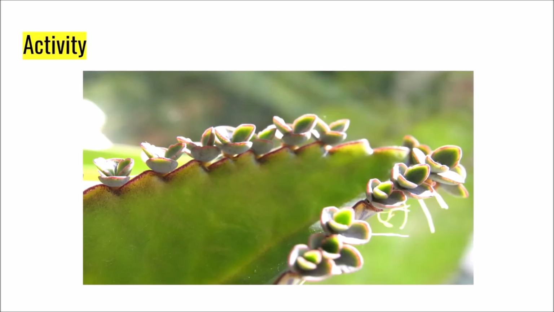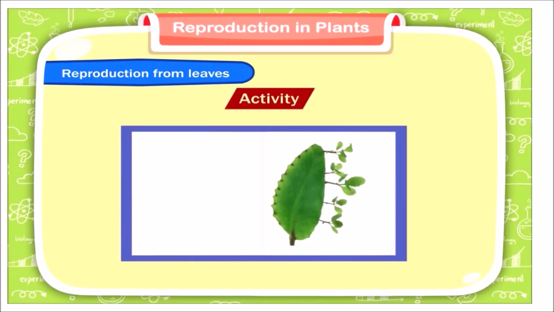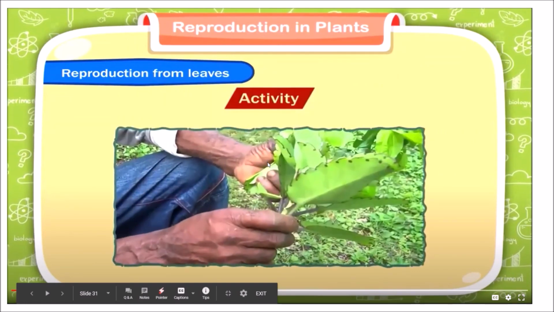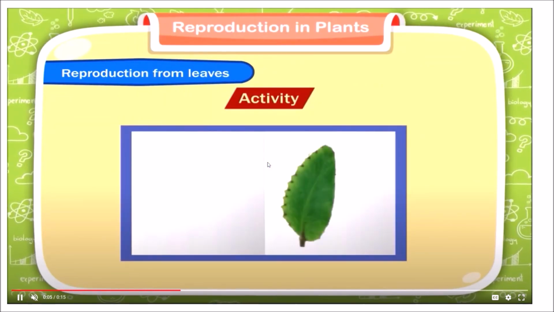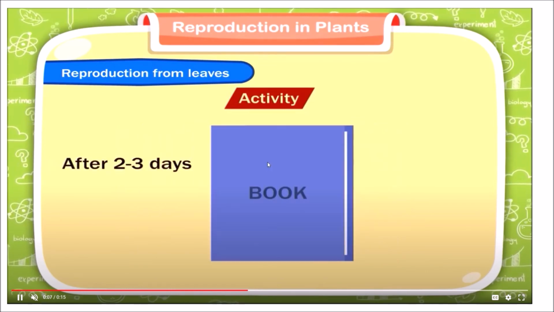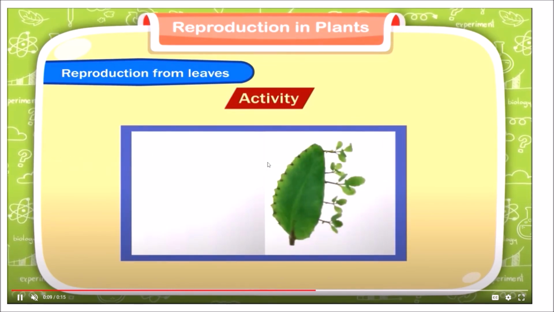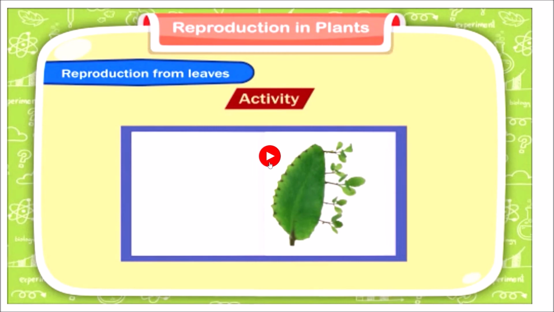Activity. Pluck a Bryophyllum leaf and place it between the pages of a book. You see it after 2 to 3 days. You will find several new plants growing from the buds all along its edges.